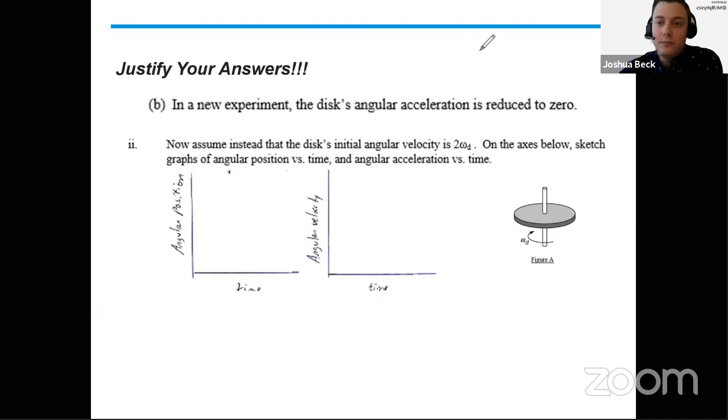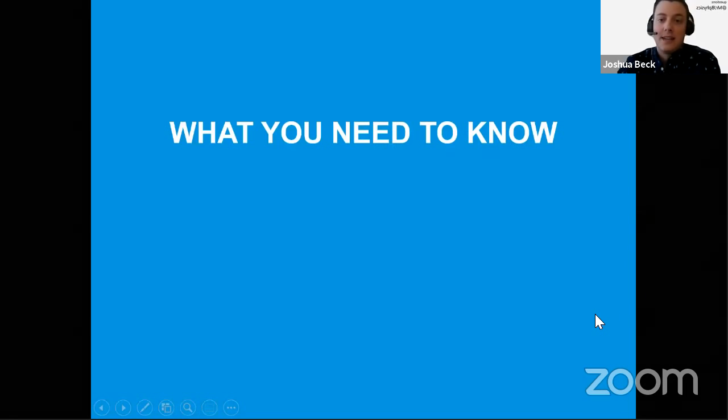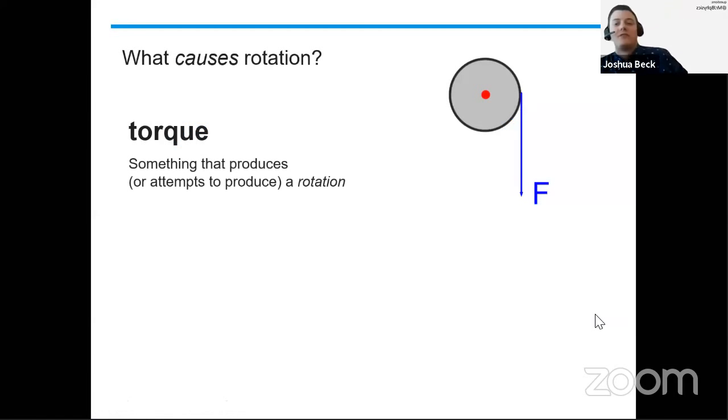So let's jump into today's lesson. Today's lesson, we're going to try and figure out what actually caused that rotation. Greg had a pulley yesterday with a string draped over it. And when that string pulled on this, it caused a rotation. So what that string was doing is it was actually creating a torque. A torque is just something that's going to produce, or at least attempt to produce, a rotation.